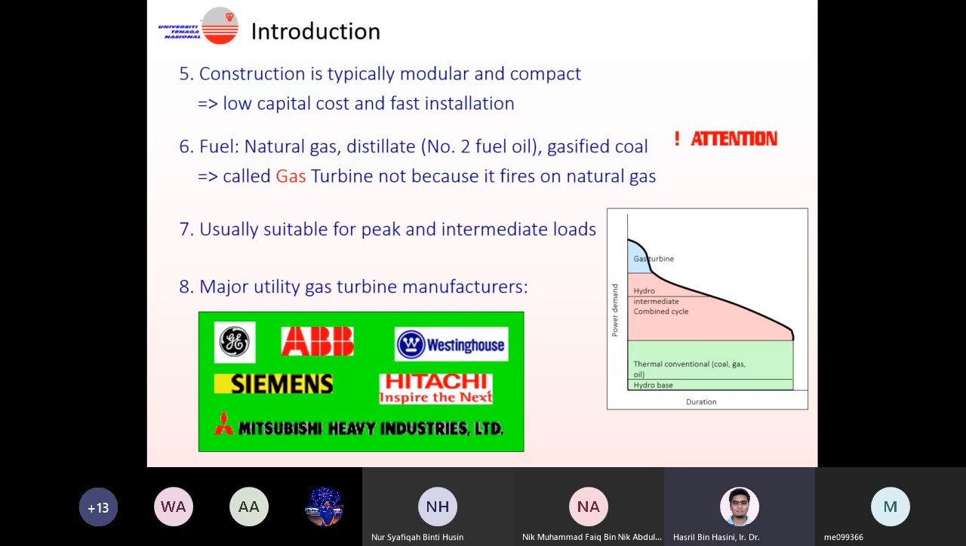In terms of fuel, we use natural gas. And in some gas turbines, they can also use distillate fuel or maybe gasified coal. Coal originally exists as a solid, but actually you can gasify the solid to become a gas. It is called a gas turbine not because it fires on natural gas.